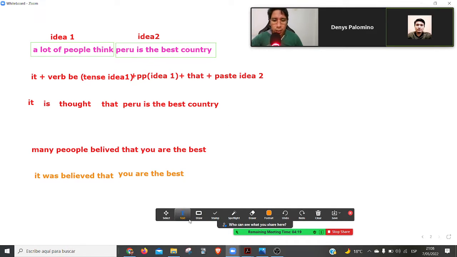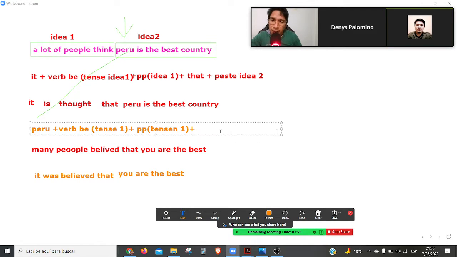Ahora, mira acá. ¿Cómo es la siguiente? La personal. Mira aquí. Vamos a coger el objeto. En este caso viene a ser de la idea 2. Voy a poner aquí Peru. Le voy a poner el verb be igualito de mi tense one, basado en mi tense one, más el participle de mi tense one. Ahora aquí viene lo tricky. Si está en presente, pongo el infinitivo más el verb.